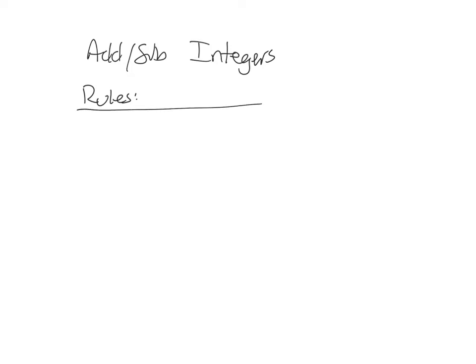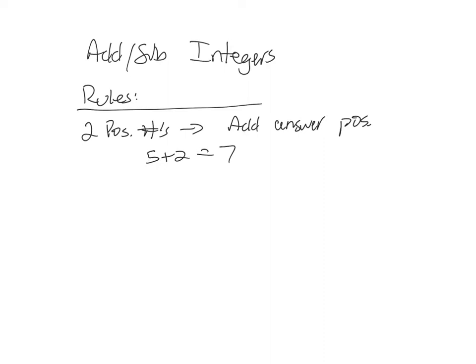So you could have two positive numbers in a sequence like this. And if that happens, this is just going to be like adding in first grade. Add them together and the answer is positive. So it's just like 5 plus 2. Basic.